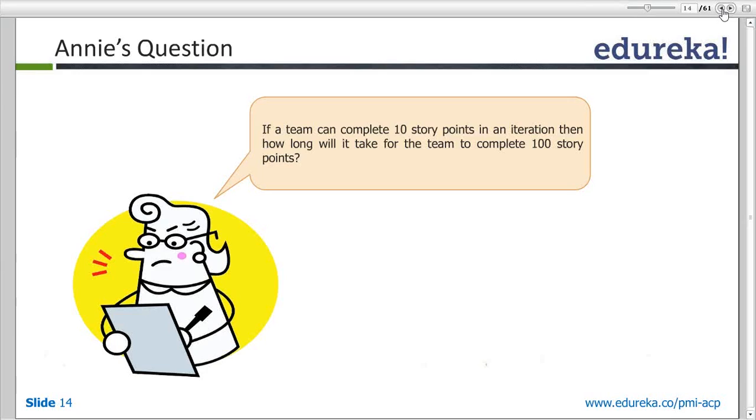Just a unitary calculation. If I completed 10 story points, like 2, 3 and 5, then 100 story points would take 10 iterations. And a simple calculation for management: one iteration is 3 weeks, so it's a project of 30 weeks, approximately. Makes sense?